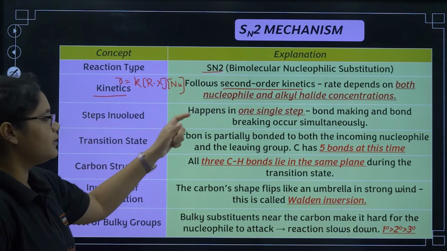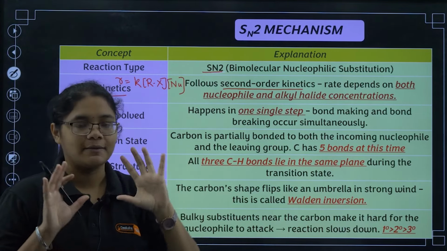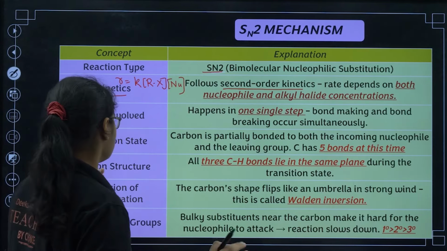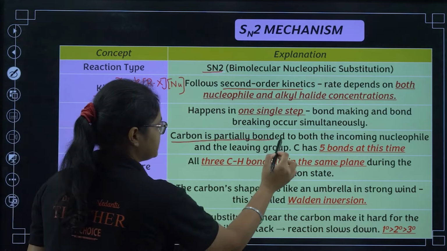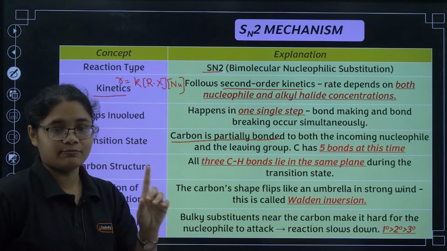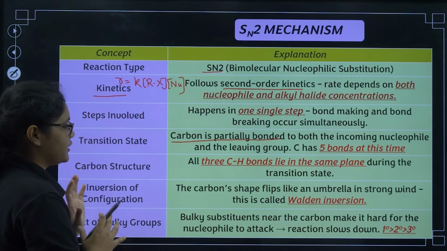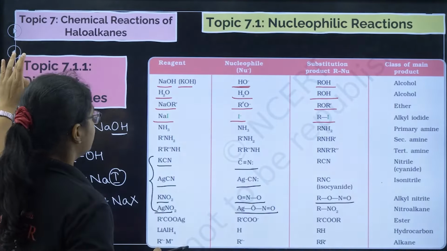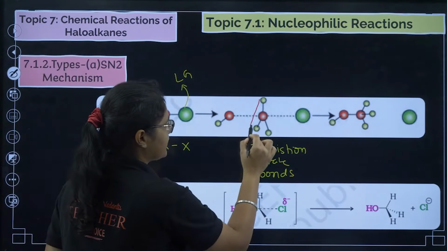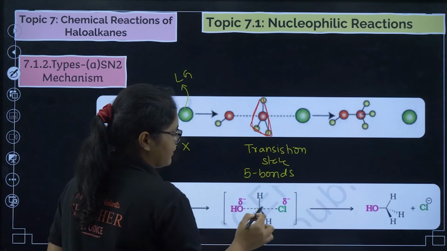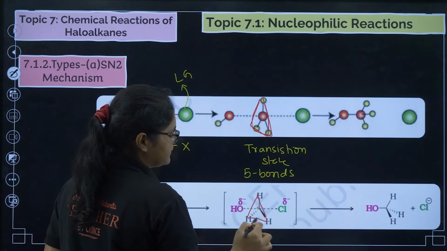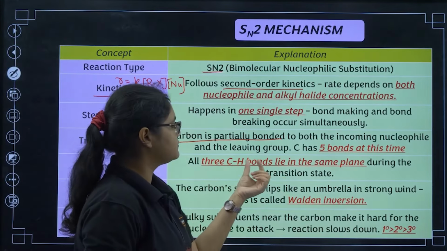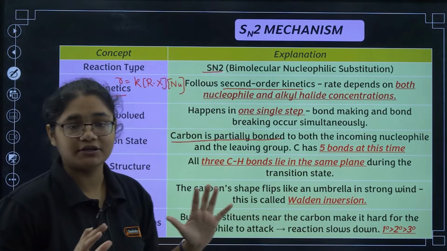Next, how many steps are involved? It involves only one step. The reaction happens in one step. The nucleophile attacks from the backside and the X group leaves. It is a single step. Then, yes, a transition state is formed where the carbon has 5 bonds at one time. In the transition state, all these 3 carbons are in one plane. All the 3 CH bonds lie in the same plane during the transition state.